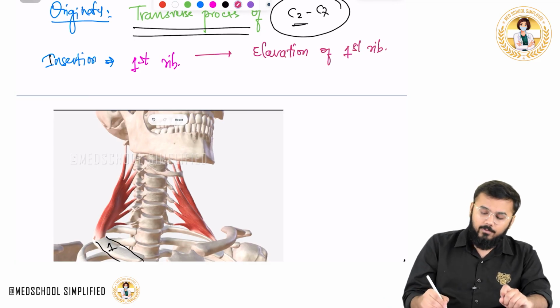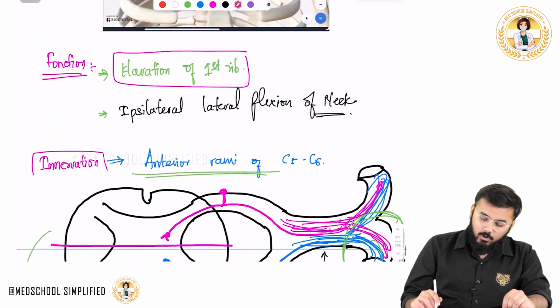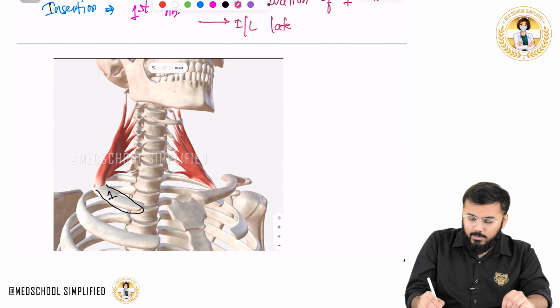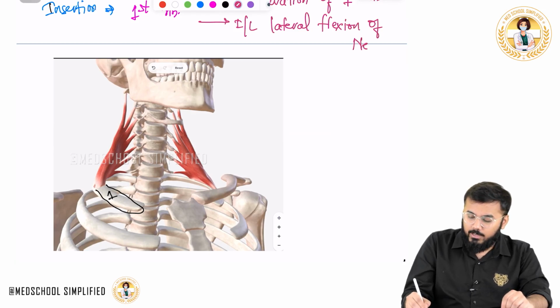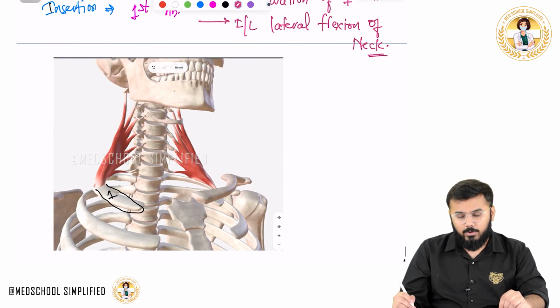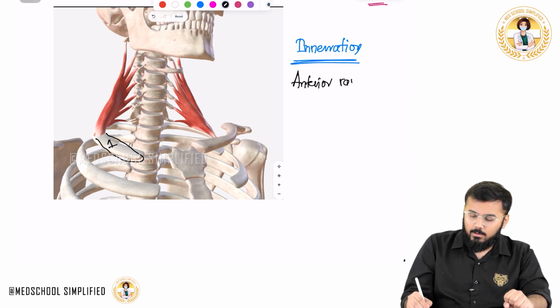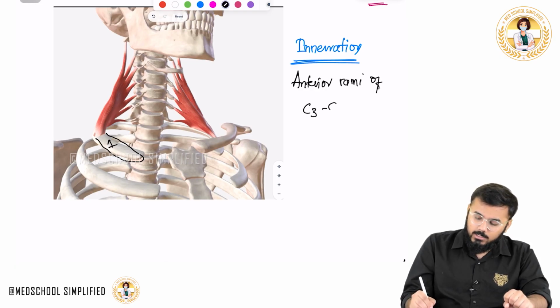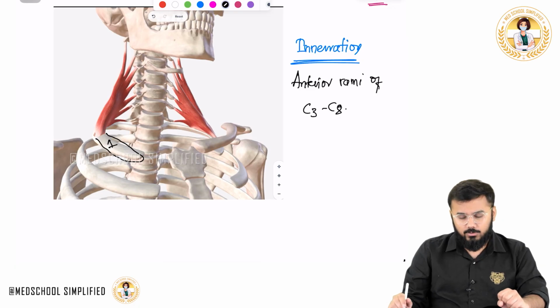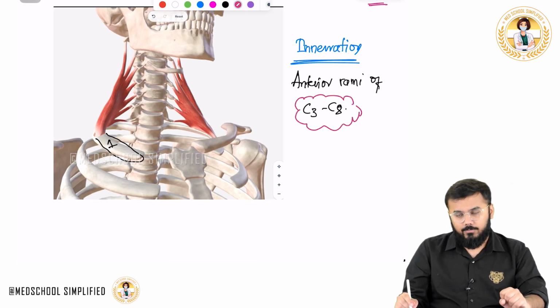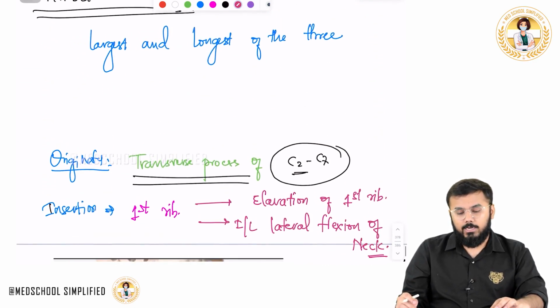After elevation of first rib, the second important thing is that here what did we discuss? Ipsilateral lateral flexion of neck. The same function here also. Ipsilateral lateral flexion of your neck. Okay. Next, coming to the innervation. The innervation is done by anterior rami of C3 to C8. So, all the way from the anterior rami of C3 to C8. Clear? Now, you understood what is C3 to C8 over here.